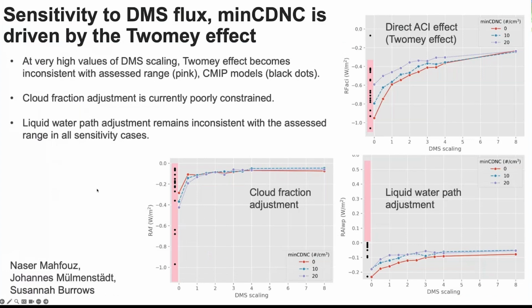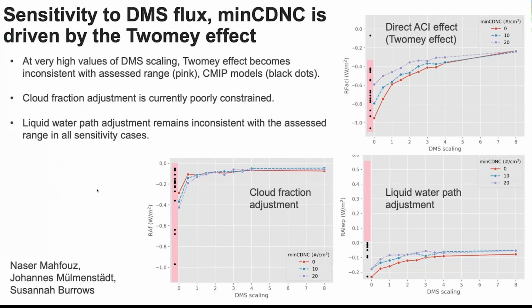I have a little bit more to share on this. So we were able to also partition out these effects in the scaling experiments into the direct Twomey effect, the cloud fraction adjustment, and the liquid water path adjustment. This is the same partitioning method I showed before. And you can see really clearly that the effect is almost entirely coming, in this case, from the direct ACI effect, the Twomey effect.